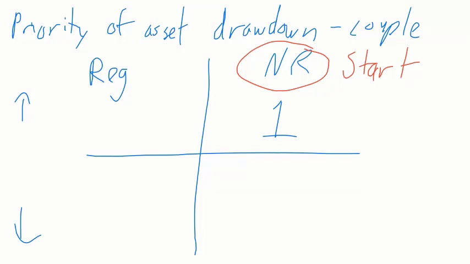So if I have a couple and each of them has non-registered and registered assets, I'm going to start by drawing down the non-registered assets of the higher income earner. Then I'm going to draw down the non-registered assets of the lower income earner. So now I have to draw down the registered assets.